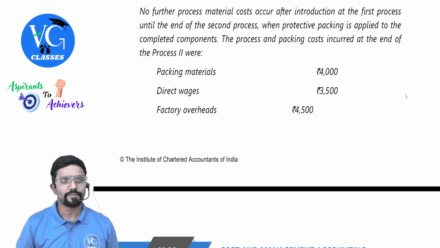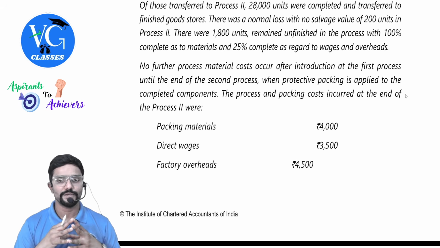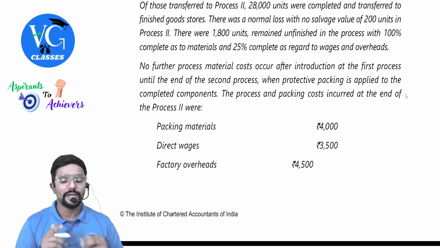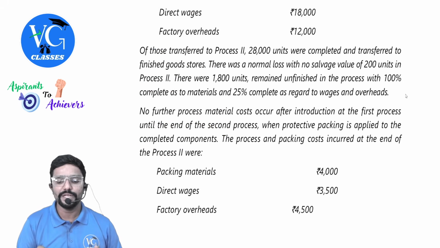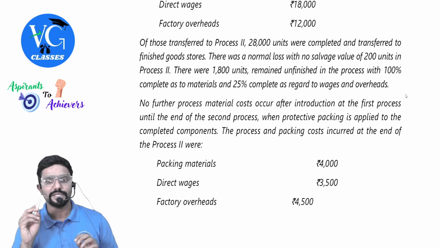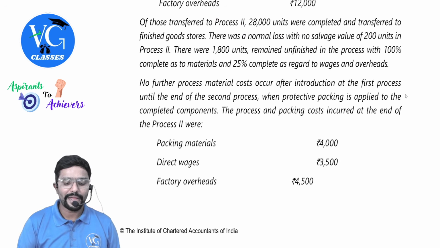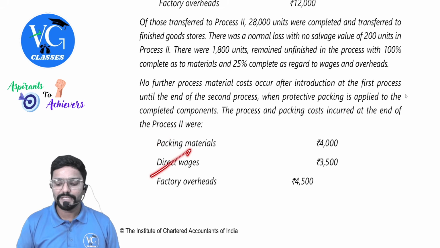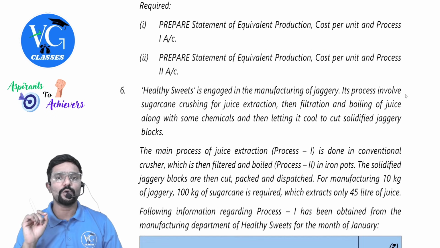That is total input. No further process material costs occur after introduction at the first process until the end of the second process, when protective packing is applied to the completed components. So packing is done only for the output. How many units? 28,000 units. The process and packing costs incurred at the end of process 2 were as follows: packing material 4,000, direct wages 3,500, factory overheads 4,500. Required: prepare statement of equivalent production, cost per unit and process account.